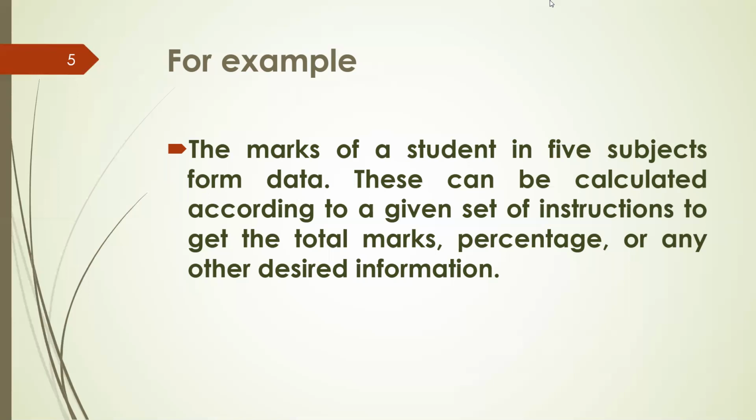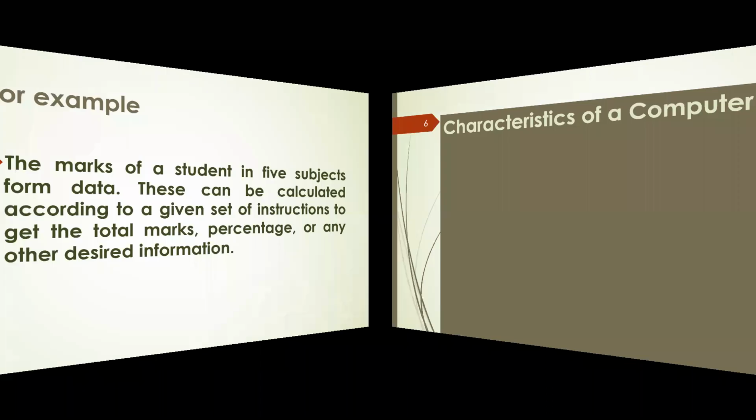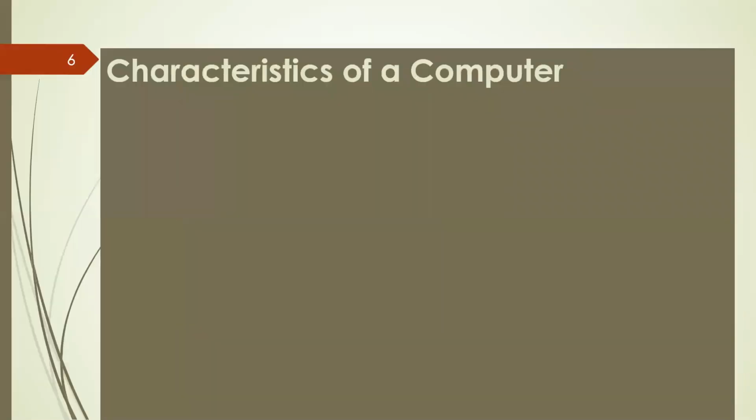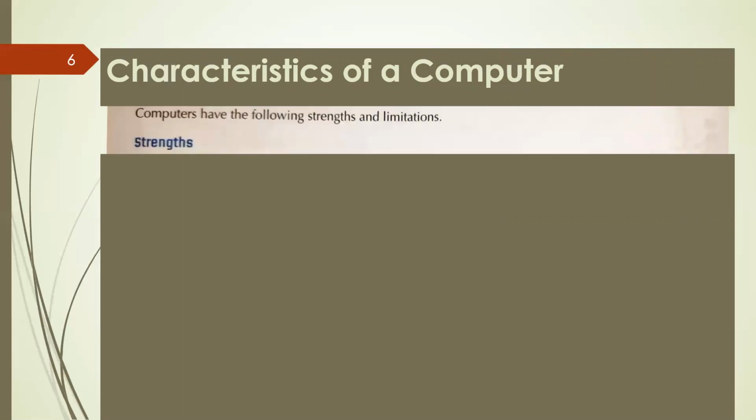The first topic is characteristics of a computer. From there, first one is strengths. Computer has the following strengths and limitations. This computer has the strengths also and limitations also. First of all, let us discuss the strengths.